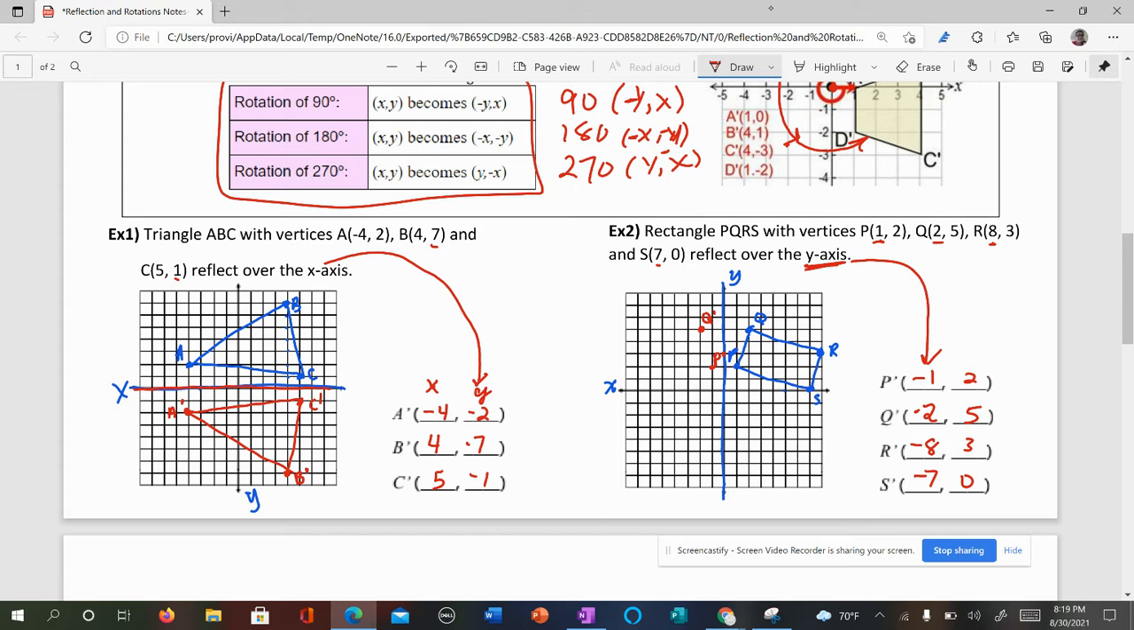Here, 1, 2, 3, 4, 5, 6, 7, 8. So if I go 8 over, I get R prime. And then that would match up and go here. And if I connect them, okay, it's a mirror image. Again, I'm reflecting over this y-axis and they are exactly the same.